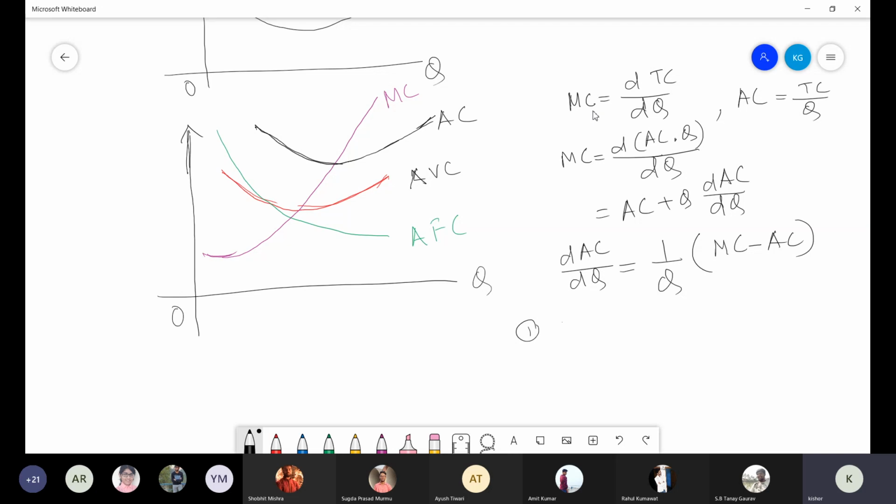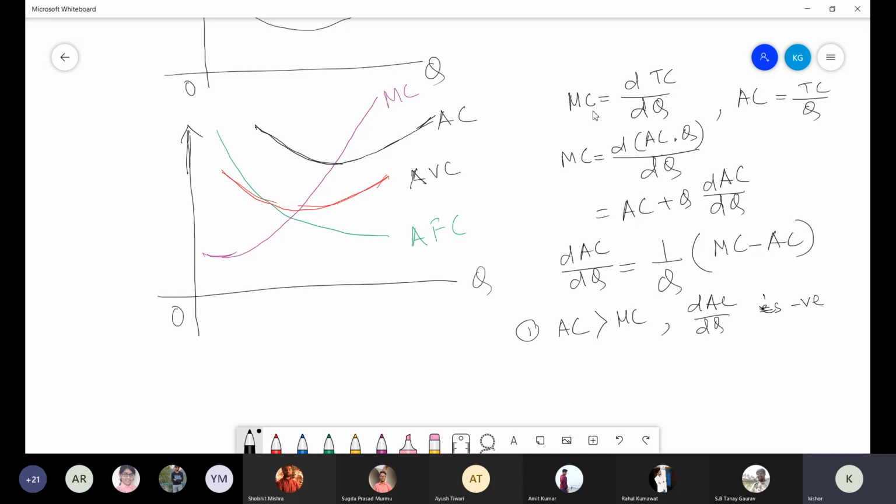One possibility may be that the value of average cost is more than MC. Then what will happen? AC is more than MC, so this is a negative value. Negative means the whole right hand side will be negative. It may be any value, but it will be negative. And what is the left hand side? The left hand side represents the first order derivative of the average cost curve, which means its slope. So the slope is negative when AC is more than MC: dAC by dQ is negative.